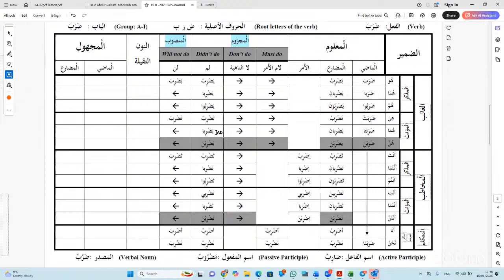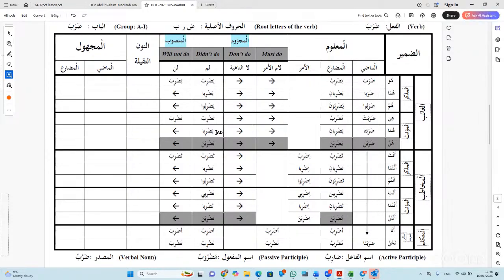La tadriba, you girls should not hit. La tadribna, you all girls should not hit. And la adrib, I should not hit. La nadrib, we should not hit. Excellent. Is this clear for you?